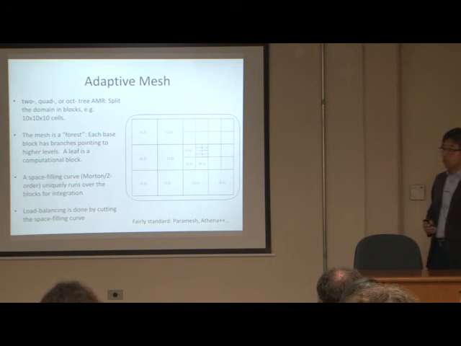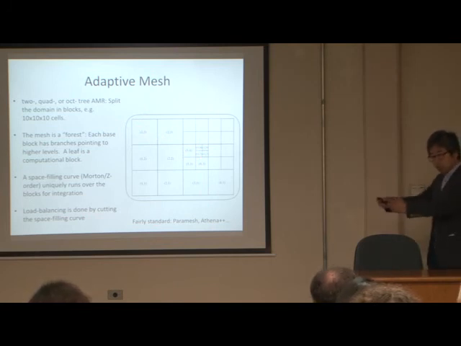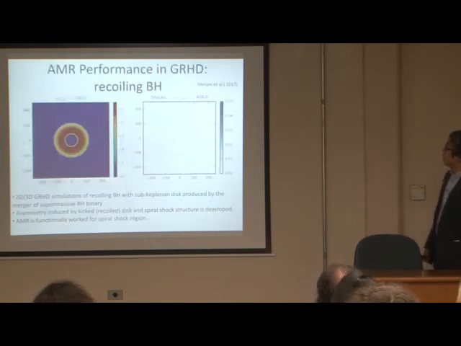This is a fairly standard way to set the parameters for Athena++. This is quite advanced for the AMR. So this is one of our simulations using AMR performed with general relativistic hydrodynamics. Here we consider a recoiling black hole.